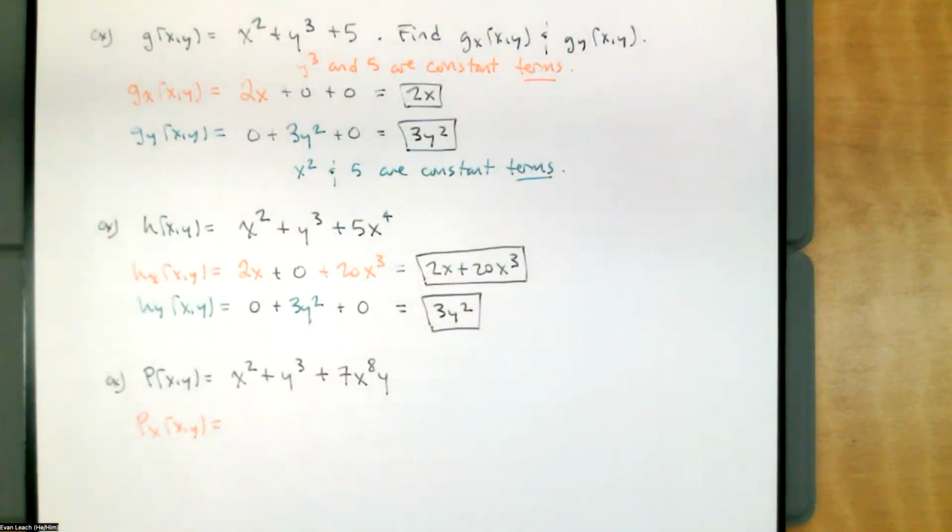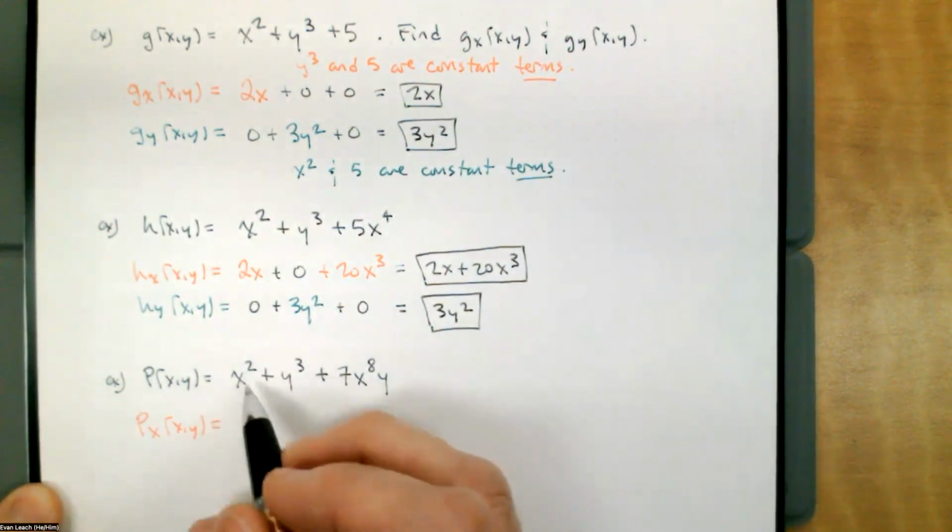So in this case, there's 3 terms. With respect to x, 2 of them are not constant terms: the x squared and 7x to the 8th y. And with respect to y, there are two non-constant terms: y cubed and 7x to the 8th times y.